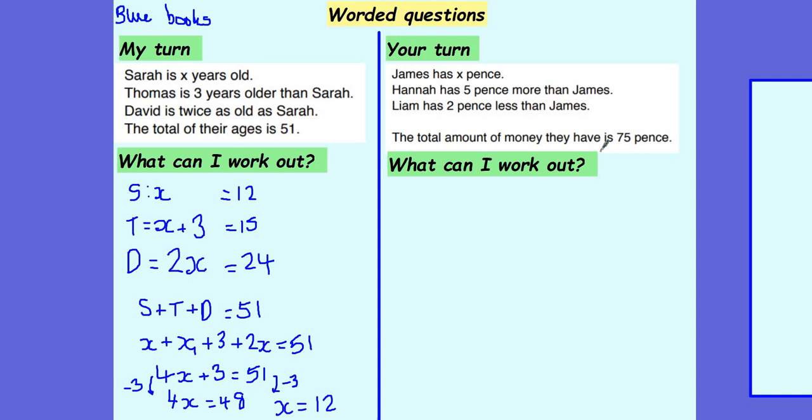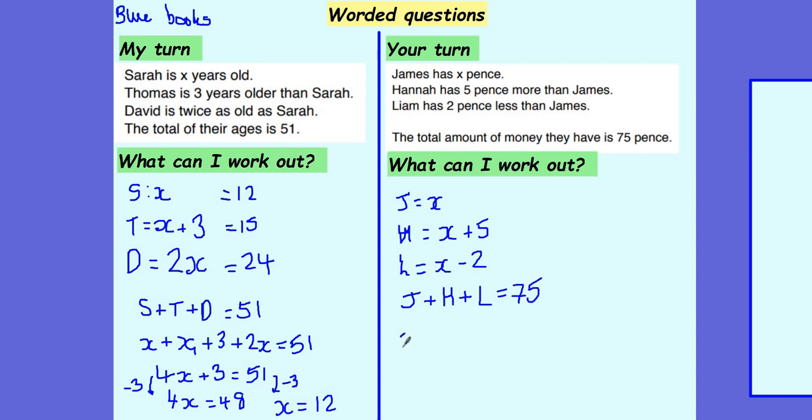Okay, let's go through it. This time I've got that James has x pence. Hannah has got 5 pence more than James. So Hannah's got x plus 5. And Liam has got 2 pence less than James. So Liam's got x take away 2. The total amount is 75 pence. So I know that James plus Hannah plus Liam is 75.